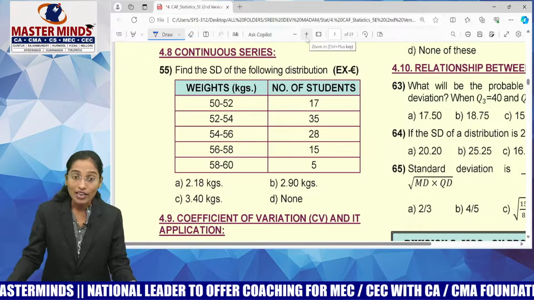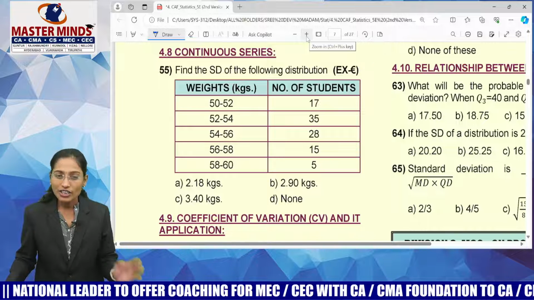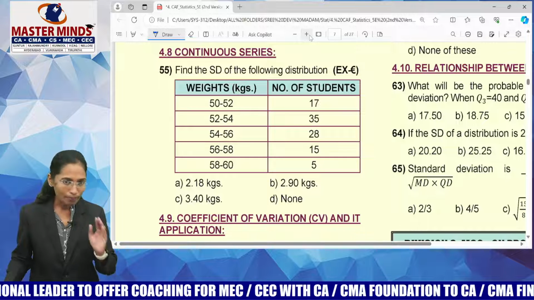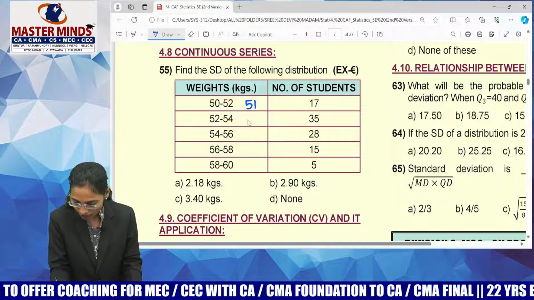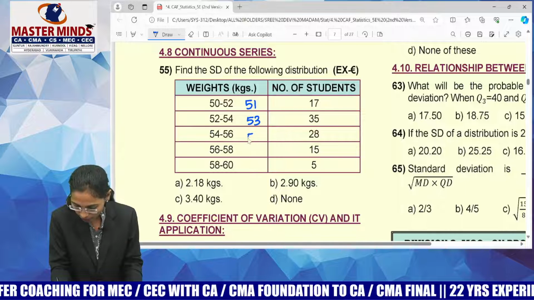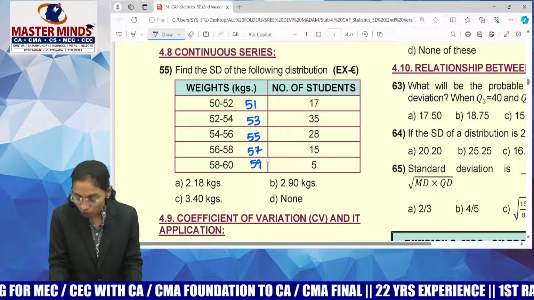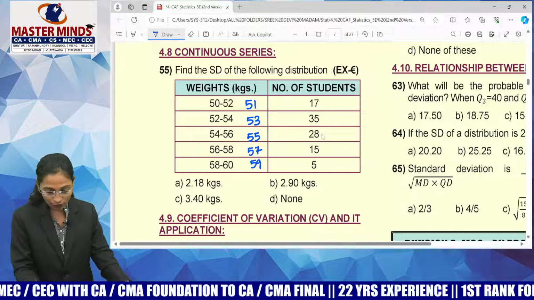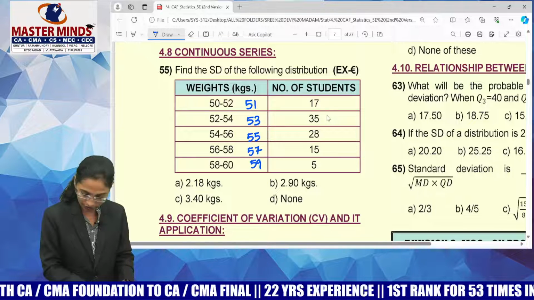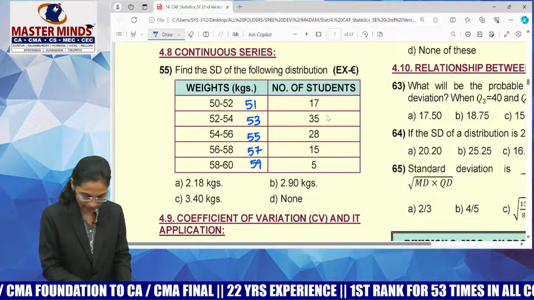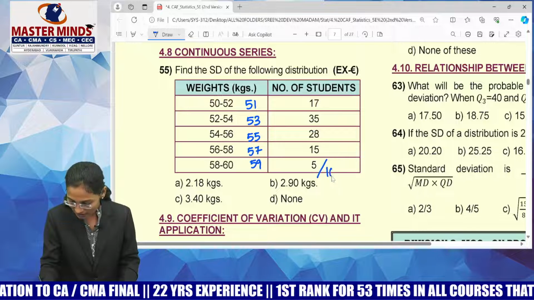MCQ number 55. The standard deviation for the following distribution is... guys, people will take the change of origin and scale method. But I don't take it, guys. I'll simply write the mid values. What are the mid values? Here 51, here 53, here 55, here 57, here 59, right? So, now calculate the arithmetic mean. First of all, calculate the sum of frequencies: 17 plus 35 plus 28 plus 15 plus 5. How much? Total frequency is 100.